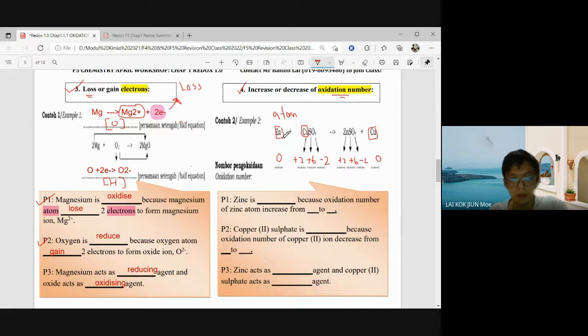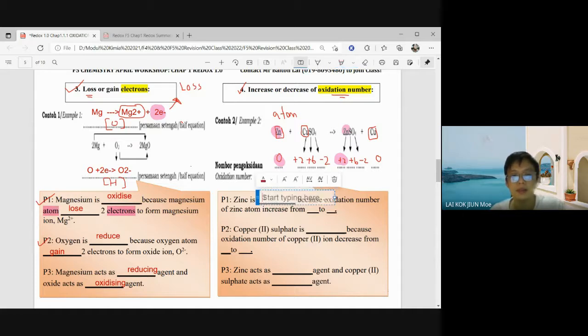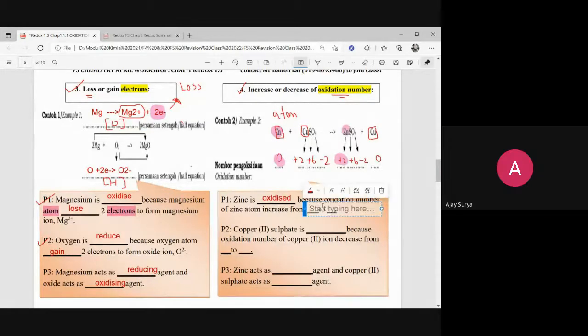So to explain whether they increase or decrease in oxidation number, you have to check. From zinc here, AJ, you can see zinc here is zero charge, right? AJ, what happened to the zinc sulfate here? Zinc how much charge? 2 plus. So it undergoes what? Increasing oxidation number. So it has undergone what process? Oxidize. Very good. Because oxidation number of zinc atom increases from what to what? 0 to 2. Very good.